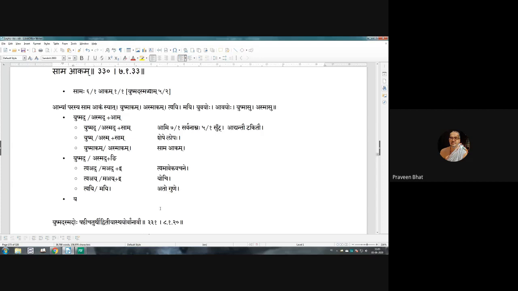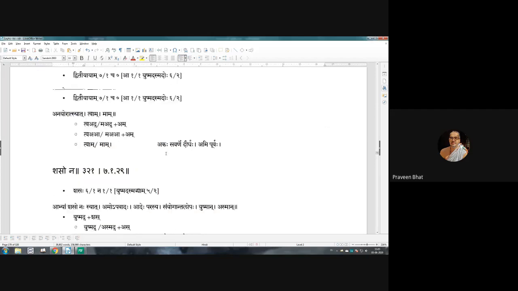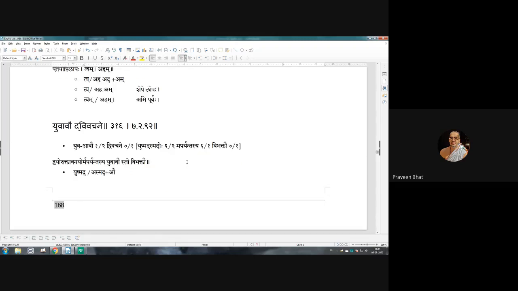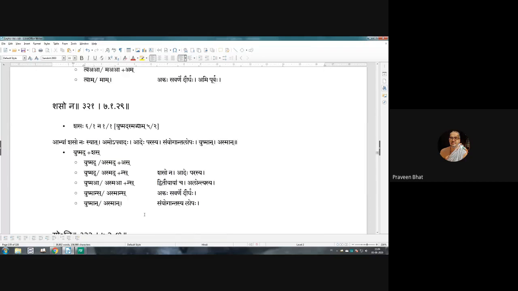So Saptami Bahuvachana, what will happen? Yushmad plus Sup. So Yushmad plus Sup, Pakara, Halantyam, It, Tasya Lopaha. So here, Adesha will apply by the sutra. Dvyachane Bhashayam, I think that will apply, and then Ang Ang Yetayoho Atvam Loke. What else is the sutra which can apply? Oh, Yushmad Asmadoho. Nothing else is remaining. That is the sutra that will apply.